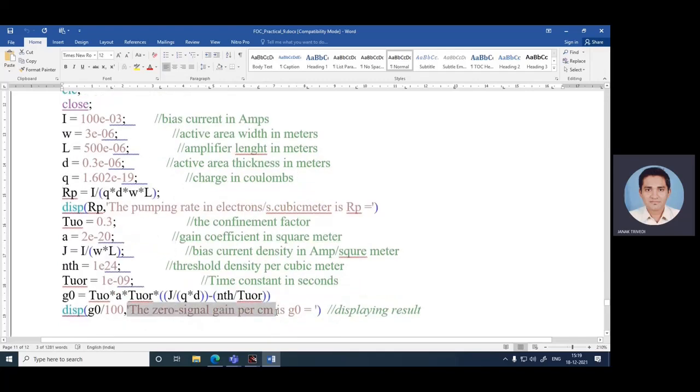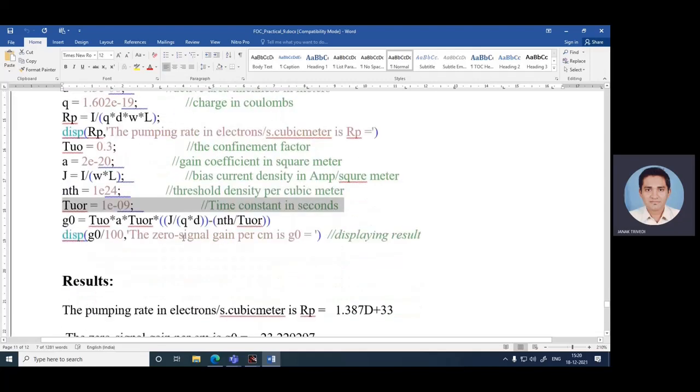And then we have to calculate once again the zero signal gain. For that we have to use equation 9.3. So tau is given, that is 0.3, the confinement factor; then A is 2 into 10 raised to minus 20, the gain coefficient in square meter; J is equal to I by WL, the bias current density per square meter; and NTH is equal to the threshold density per cubic meter, 1 into 10 raised to 24. Tau R is equal to 1 into 10 raised to minus 9, the time constant in second. And then we use equation 9.3, G of 0 is equal to tau into A into tau R into J divided by QD, minus NTH, and divided by tau R. So finally displaying the result with the help of this function.